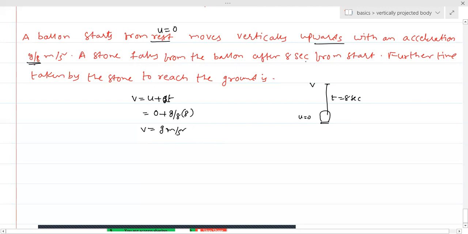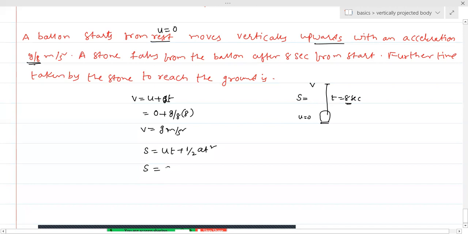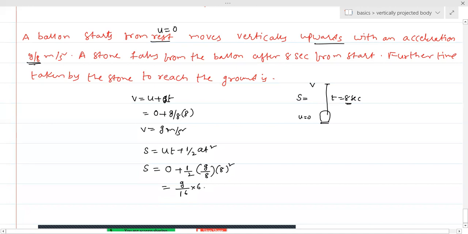A stone falls from the balloon after 8 seconds from the start. Further time to reach the ground. We need to consider that in the 8 seconds the balloon travels some distance, so first we will find that distance. s is nothing but ut plus half at square. Initial velocity is 0, plus half into acceleration g by 8, and time is 8 seconds, 8 whole square. That is g by 16 into 64, which is equivalent to 4g meters. So the balloon has traveled to a height of 4g.